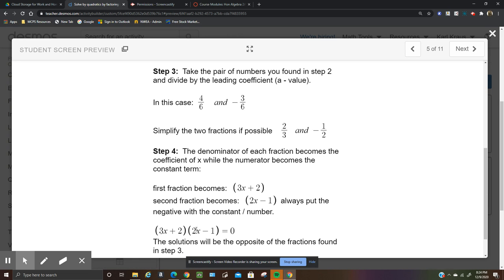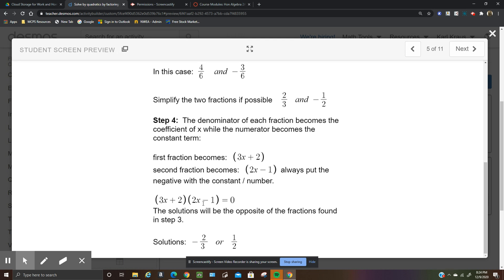So then I end up with the same factorization as the previous slide, and then solve each one of those. The solutions are actually going to be the opposites of these two numbers. So the opposite of 2/3 is negative 2/3, and the opposite of negative 1/2 is positive 1/2.